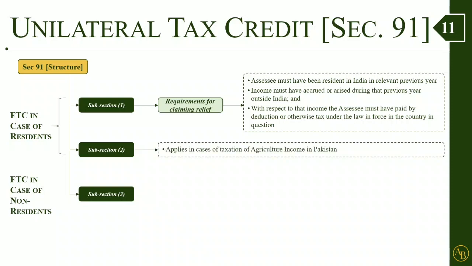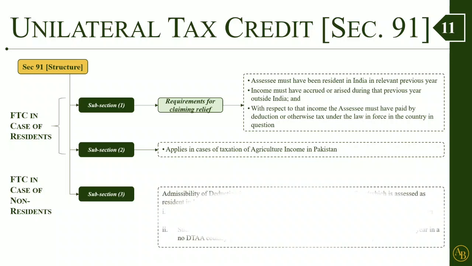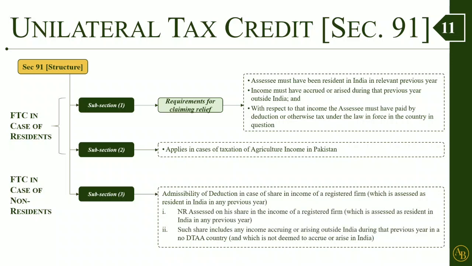Subsection 2, I will not go into detail, but it deals with taxation of agricultural income in Pakistan. Subsection 3, again guys, is applicable when a non-resident taxpayer, particularly a partner of a registered firm, receives income from that registered firm, and that income has accrued or arisen outside India to that firm in a non-DTAA country. In that case only, the foreign tax credit can be claimed by a non-resident partner.